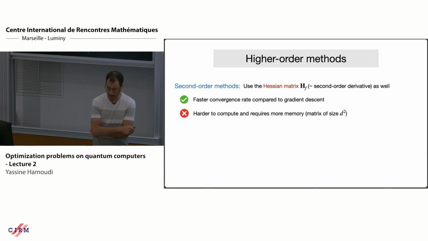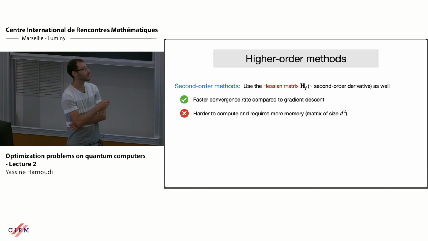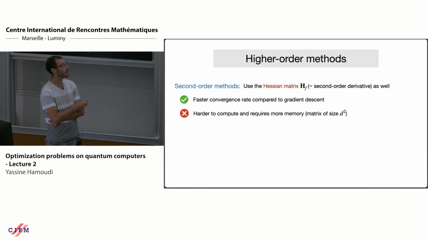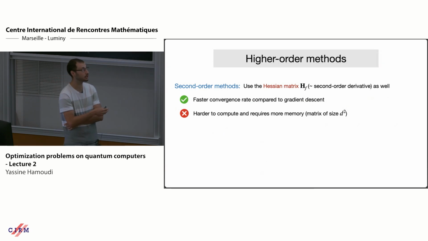Before moving to the next part, I just want to say a few words about second order methods. Gradient descent is called a first order method because it only collects information and manipulates the first derivative, the gradient. Now you may want to use information about the second derivative of f, the Hessian matrix. This is also studied a lot in optimization theory. One advantage is that it converges faster to the optimum in general.